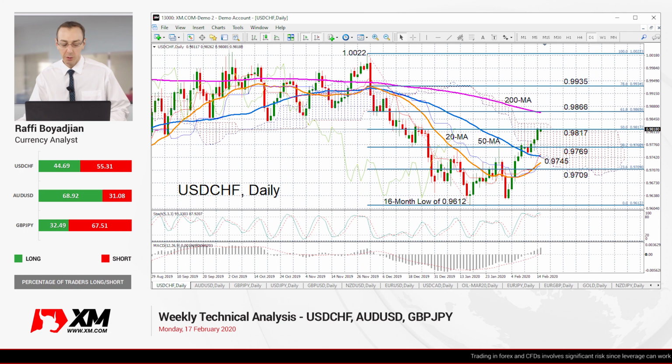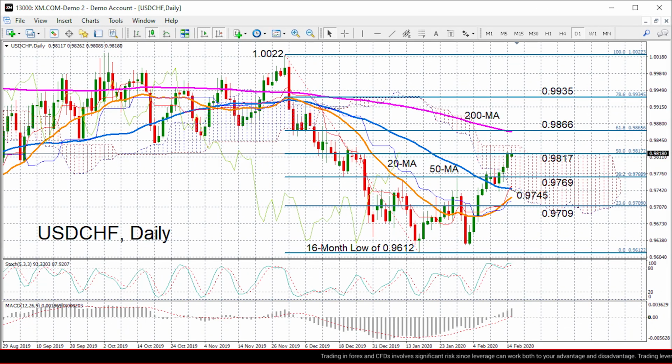The pairs we're going to be looking at for this week are the dollar versus the Swissy, the Aussie dollar, and the pound yen. So let's begin with the dollar versus the Swiss franc.